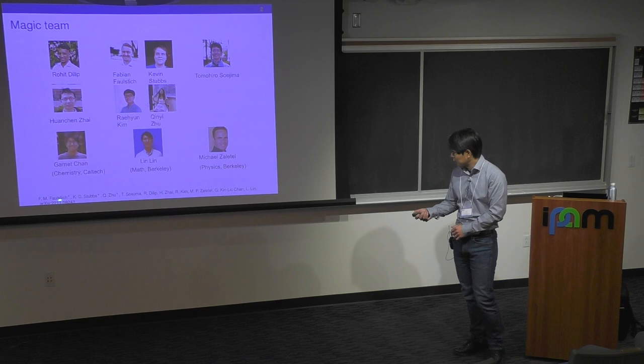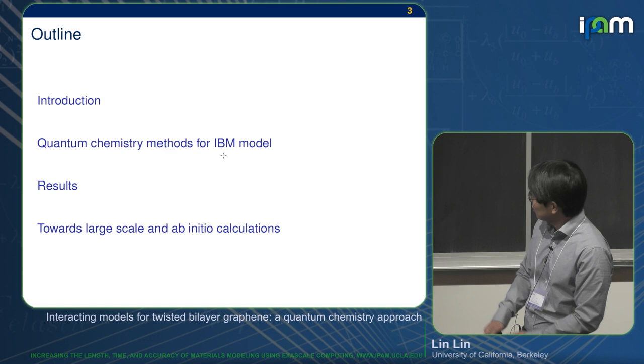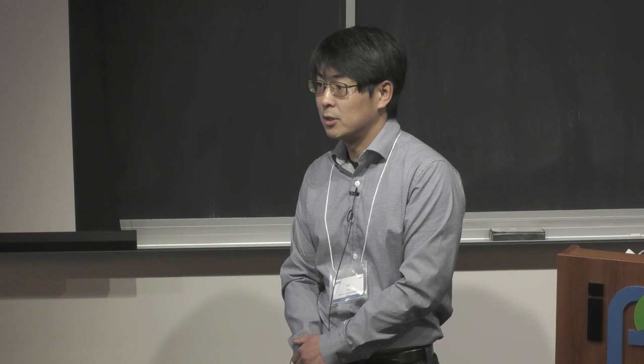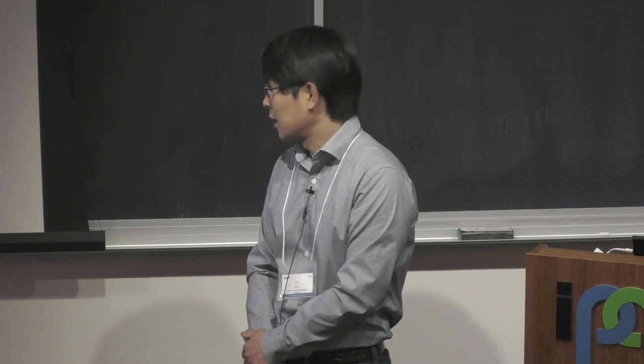So I'm going to introduce some basics of twisted bilayer graphene. I'm going to talk about what I mean by quantum chemistry methods for this so-called interacting Bistritzer-MacDonald model. Then I'll talk about some results. Most of this has nothing to do with exascale, but towards the end, I'm going to mention some large-scale and ab initio aspects.